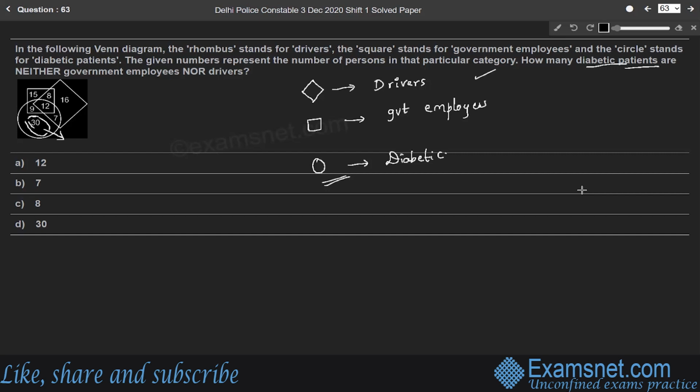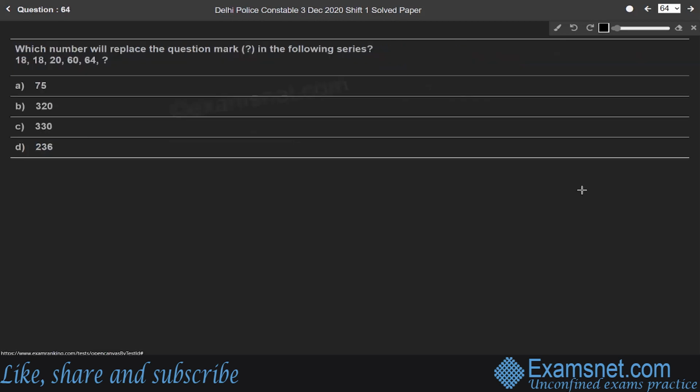Therefore, option D, number 30 is the right answer, which represents only diabetic patients who are neither government employees nor drivers. Question 64. Which number will replace the question mark in the following series? So the elements of the given series are 18, again 18, 20, 60 and 64.